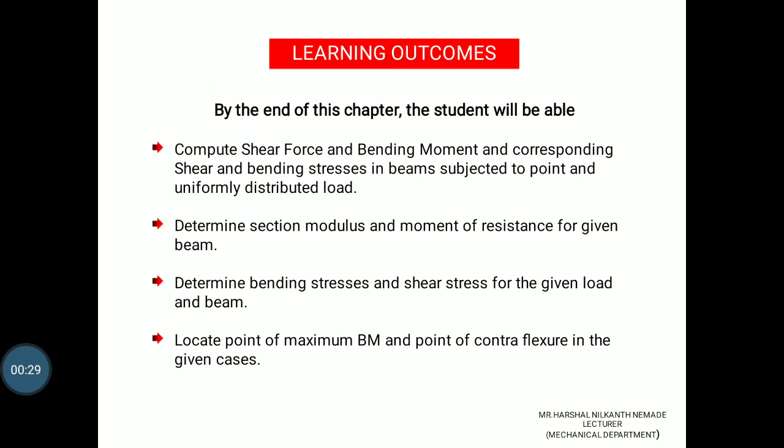compute the shear force and bending moment and the corresponding shear and bending stresses in a beam subjected to point load and uniformly distributed load. Determine section modulus and moment of resistance for the given beam. Determine bending stresses and shear stresses for the given load and beam. Locate point of maximum BM and point of contraflexure in the given cases.